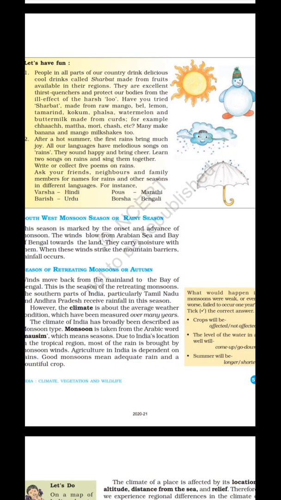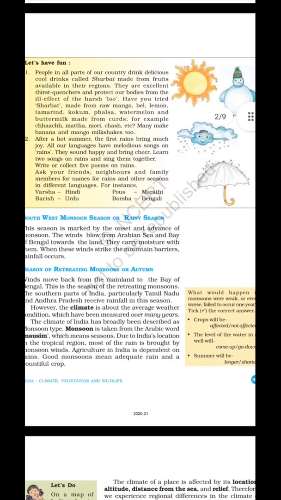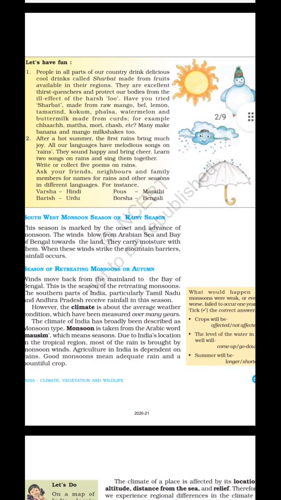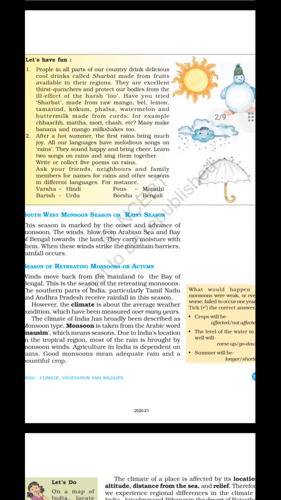Season of retreating monsoon or autumn. Winds move back from the mainland to the Bay of Bengal. This is the season of the retreating monsoon. The southern parts of India, particularly Tamil Nadu and Andhra Pradesh, receive rainfall in this season. However, climate is the average weather condition which has been measured over many years.